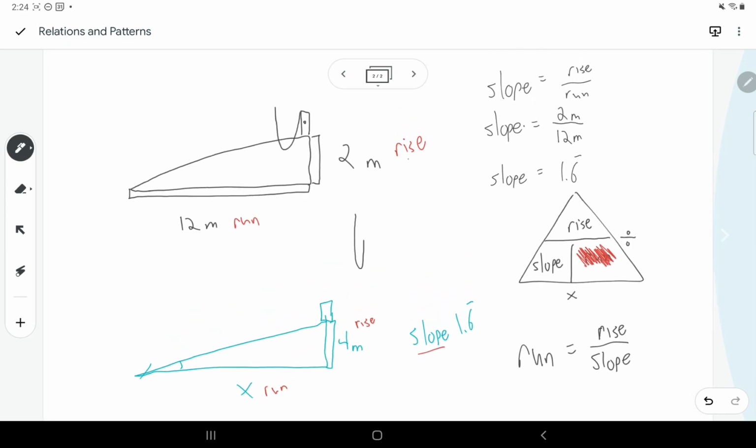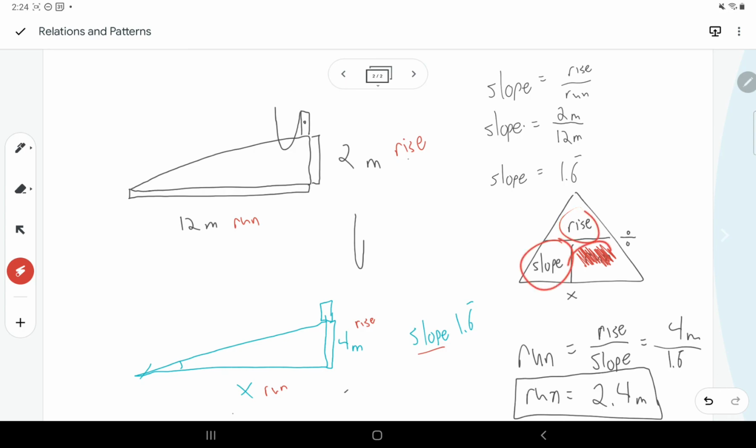And if we just finish up that calculation real quick here, we get the rise over the slope, which is 4 meters divided by 1.6 repeating. And if we do that calculation here, so run will equal 2.4 meters. Okay, so you can use that same strategy for rise, slope, and run. Again, just cover up the thing that you need, and you'll find how to get it.